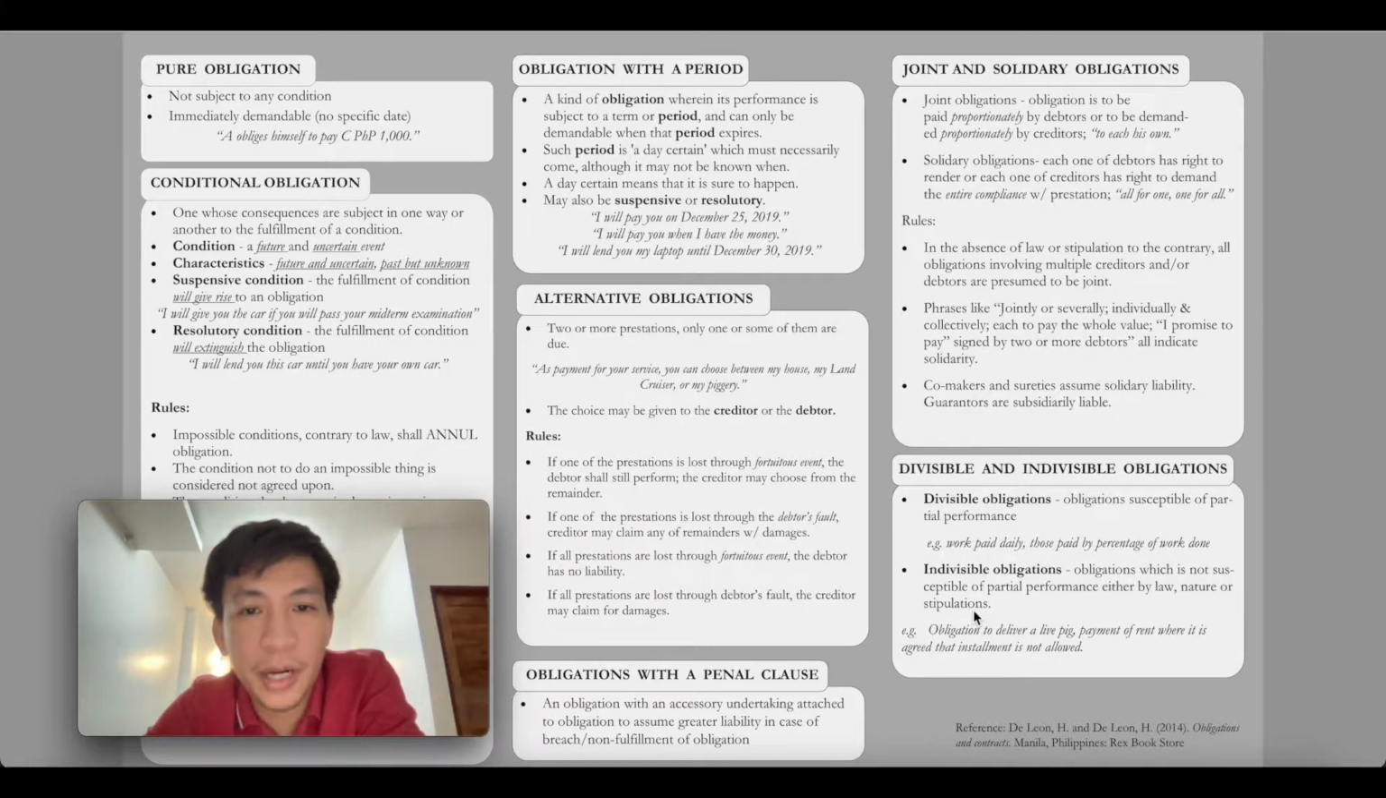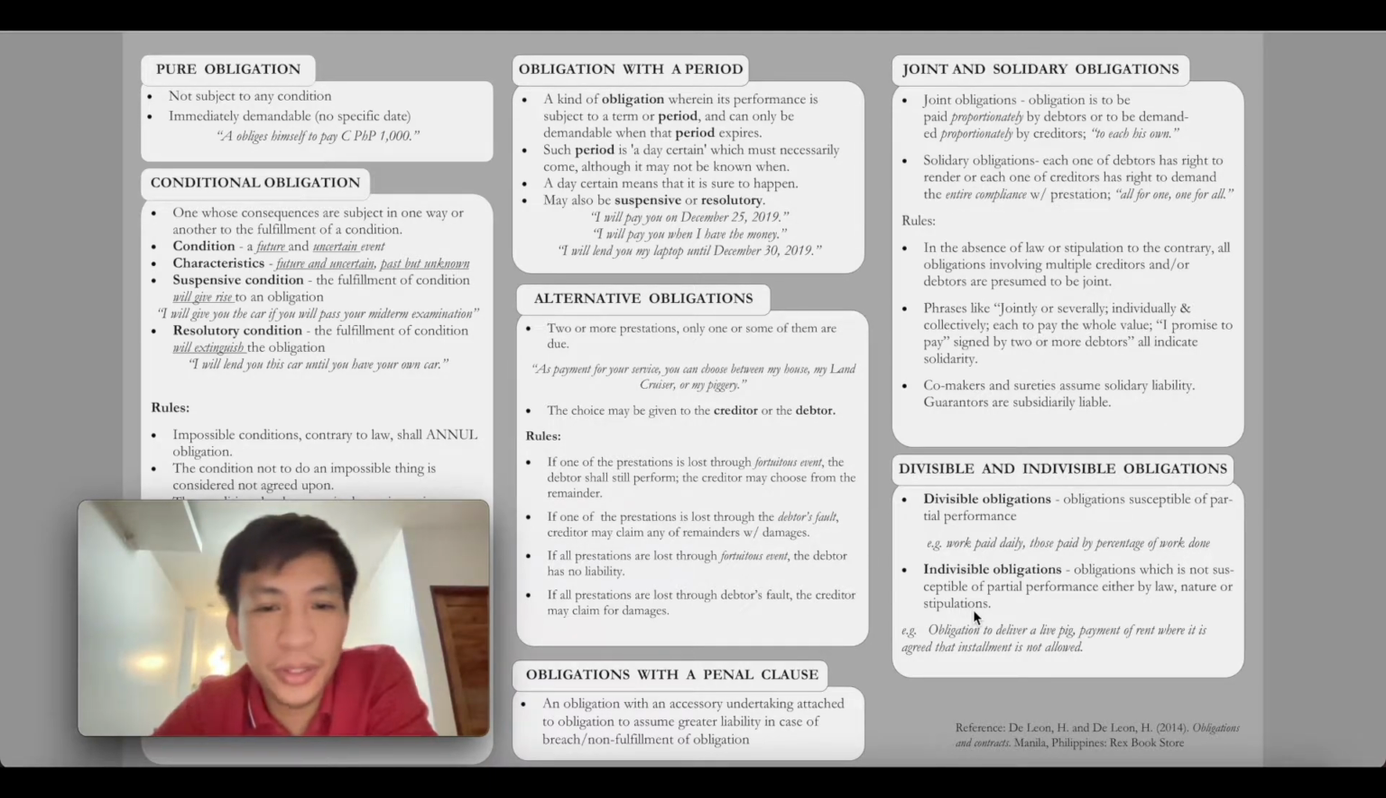Kumbaga, maraming prestations, maraming object na pinagpipilian, pero only some are due na. Okay, paso na. Now, in alternative obligations, the choice can be given to the debtor or the creditor. Sa alternative obligations, pwedeng ang pumili ay yung creditor, yung kung kanino ibibigay, or yung debtor, yung taong dapat na magbigay.